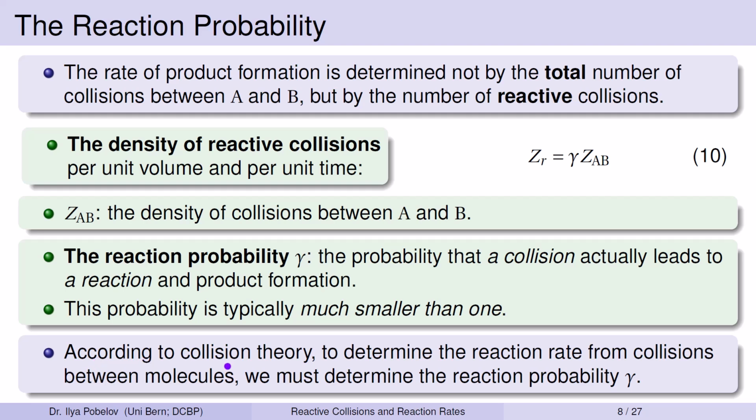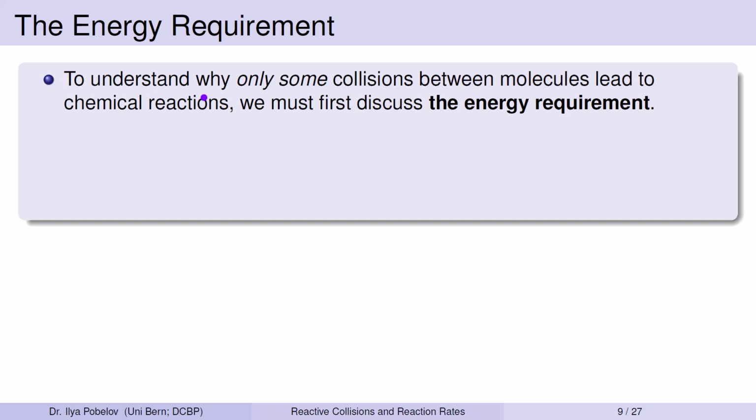Therefore, according to collision theory, to determine the reaction rate from collisions between molecules, we must determine this reaction probability gamma. To understand why only some collisions between molecules lead to chemical reactions, we must first discuss the energy requirement.